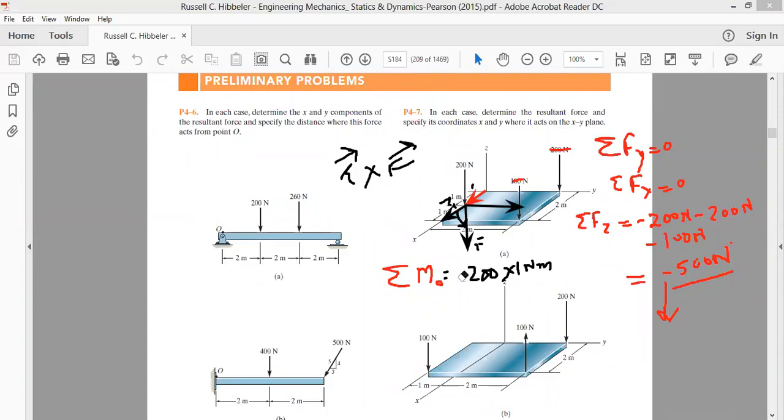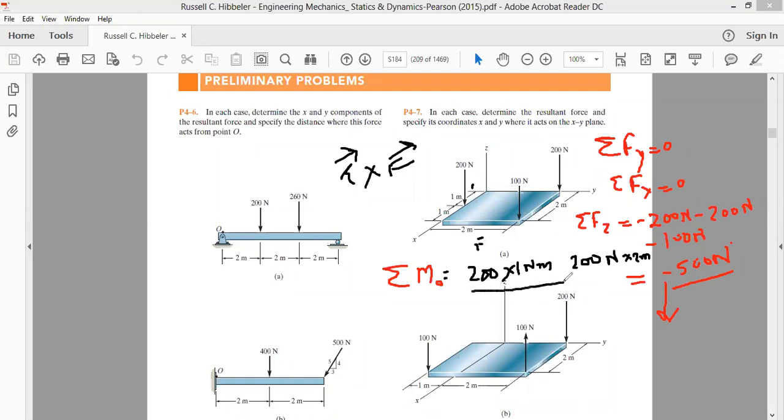Okay, now again taking the moment because of the next 200 Newton force, the moment will be 200 Newton multiplied by 2 meter. Now whether this moment is positive or negative, that is what we have to see.